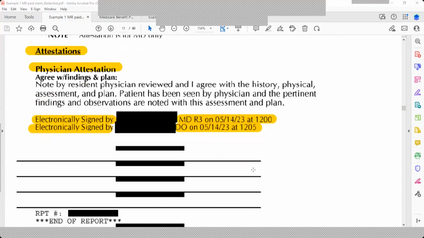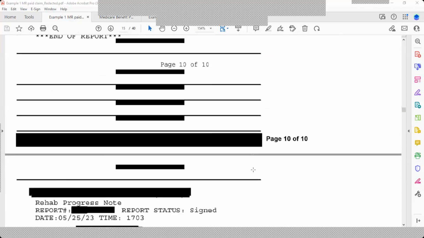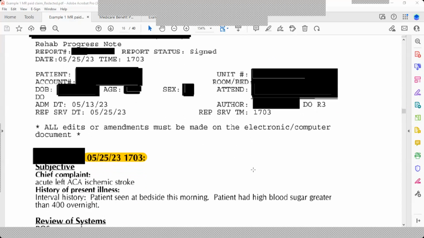Next, we're going to review some of the physician notes. Here we have the first page of the physician note written on May 25th, 2023. The physician wrote a complete note for each day of the patient's stay. As I scroll through the notes, you can see that the physician wrote a complete assessment of the patient.